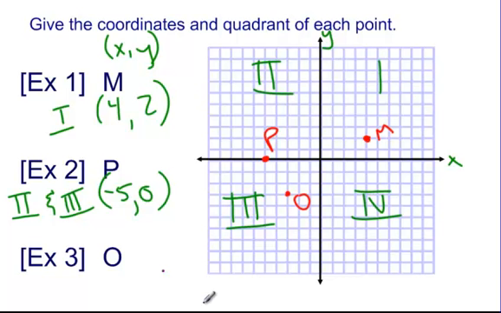Now, O is at 1, 2, 3. So that's negative 3 on the x. And we go down 3 this time. That's negative 3 on the y. And when both are negative, when we're in this quadrant here, remember that's quadrant 3.